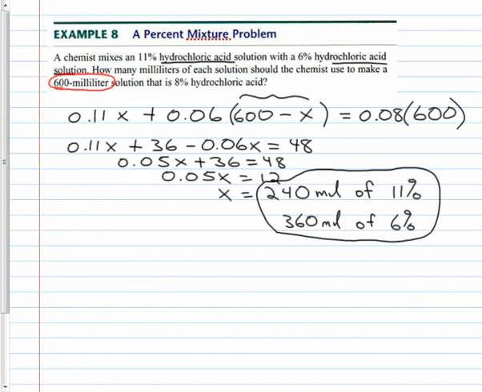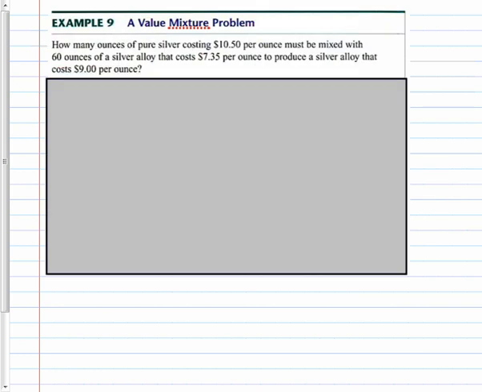And we have seen two rate problems and two mixture problems. So our very last one, I wonder what it is. A mixture problem. Thankfully, it's not a mix of both. That'd be a good one. No, it's not. How many ounces of pure silver costing $10.50 an ounce must be mixed with 60 ounces of a silver alloy that costs $7.35 an ounce? We're going to end up with a silver alloy that happens to cost $9 an ounce.